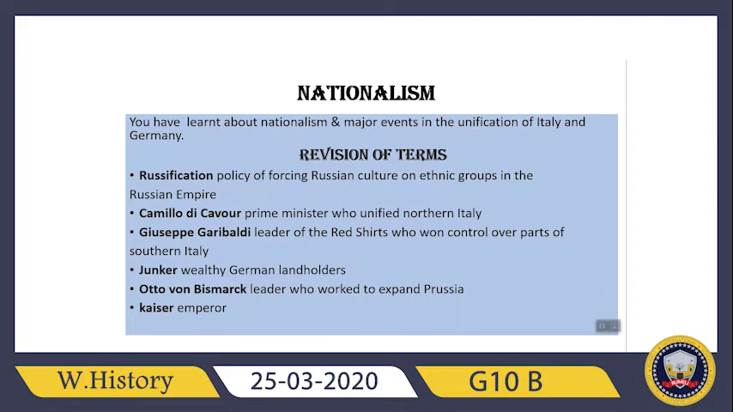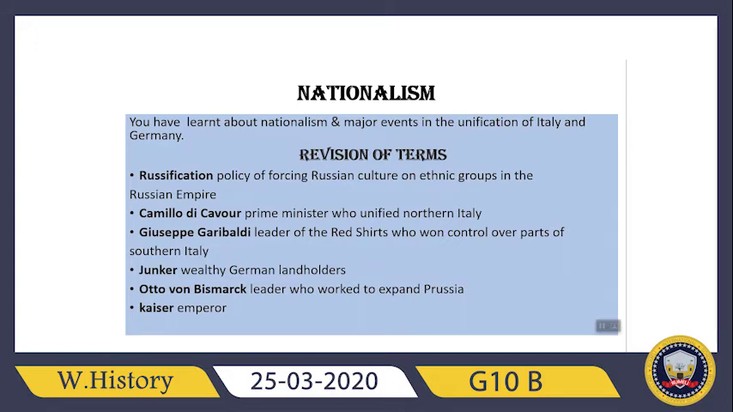Then we have another name, Camillo Cavour. He was a prime minister who unified northern Italy. Then there is another name of a leader, Giuseppe Garibaldi. He was a leader of the Red Shirts movement who won control over parts of southern Italy.